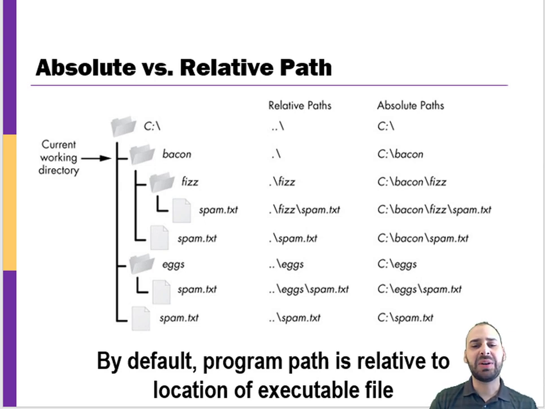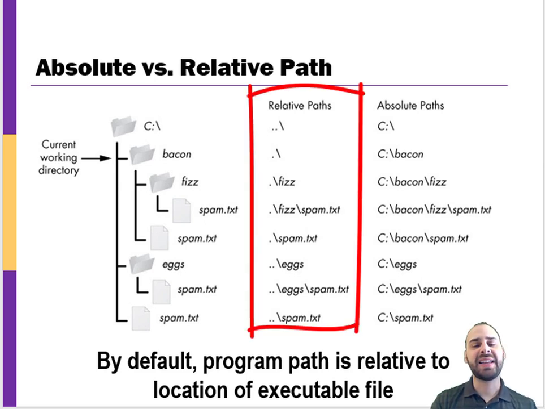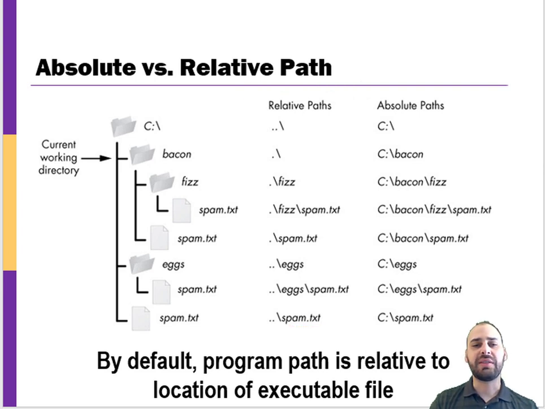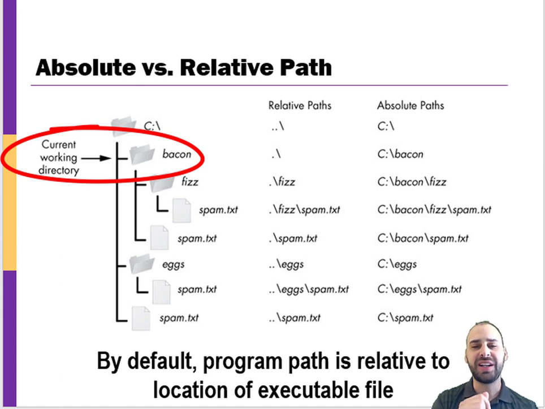However, that is not the only way in which we can reference a file, okay? The other way is something called a relative path, right? And a relative path has to do with referring to the current working directory, okay? And the current working directory is, where are you currently? What's the directory that you are currently in, okay?